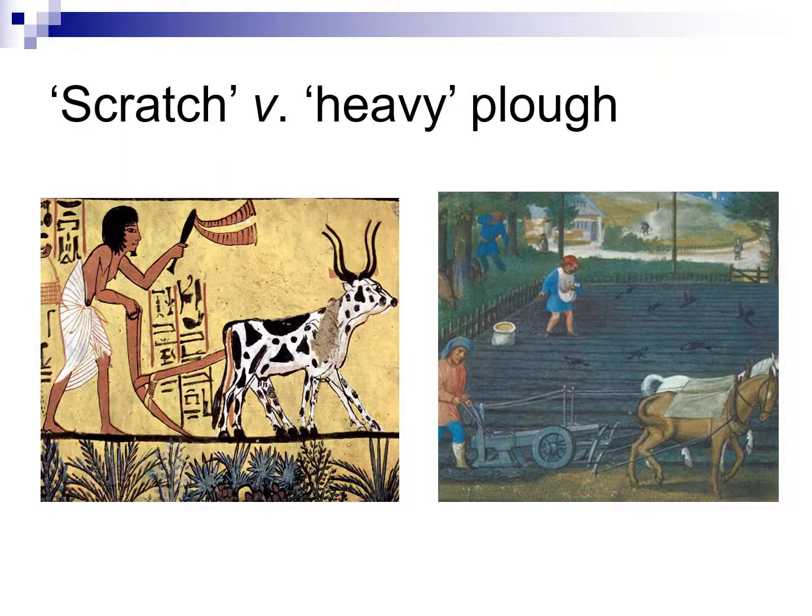So here we have a depiction on the left of the scratch plough. Now, this is a depiction taken from ancient Egypt. The scratch plough has been around as long as people have been farming. What you have here effectively is a sharp stick pulled by an oxen, and it moves along and breaks up the top couple of inches of soil.